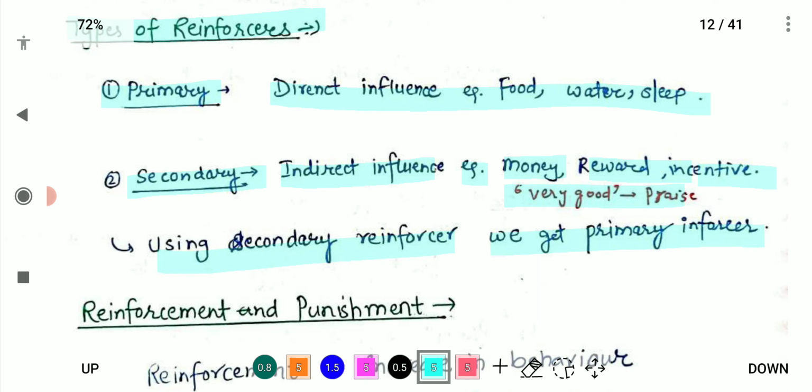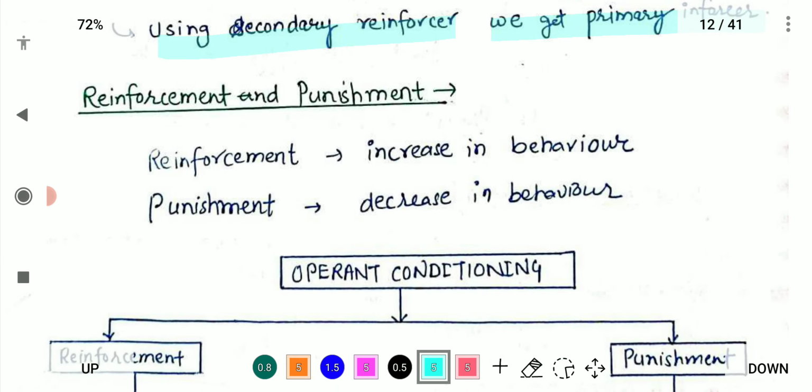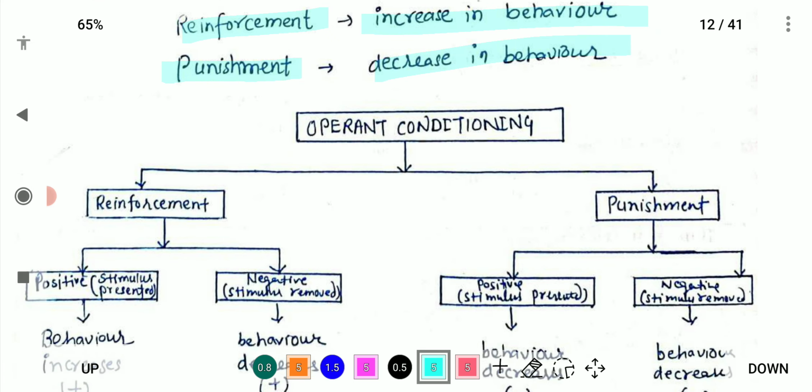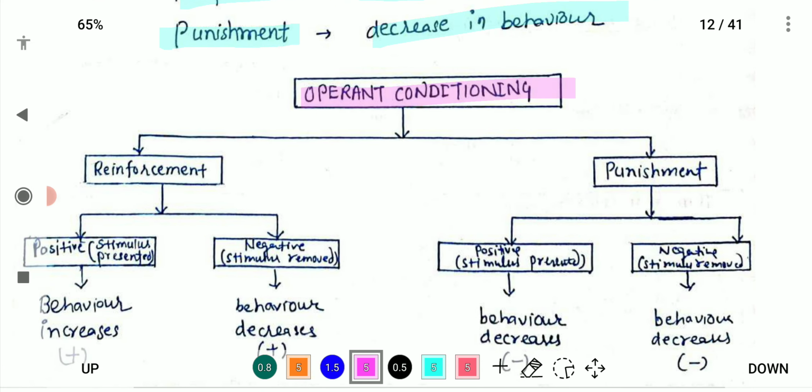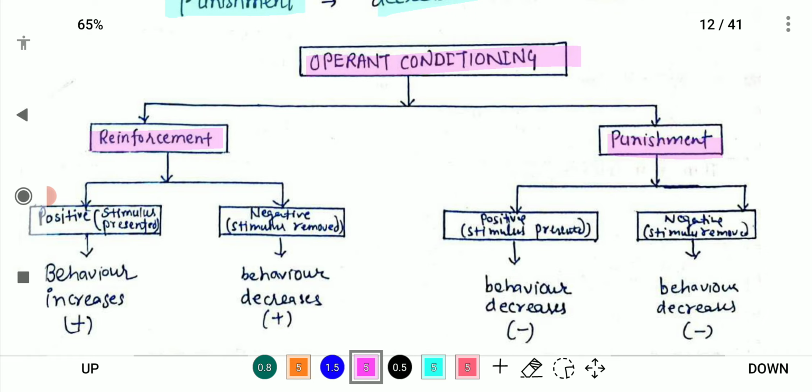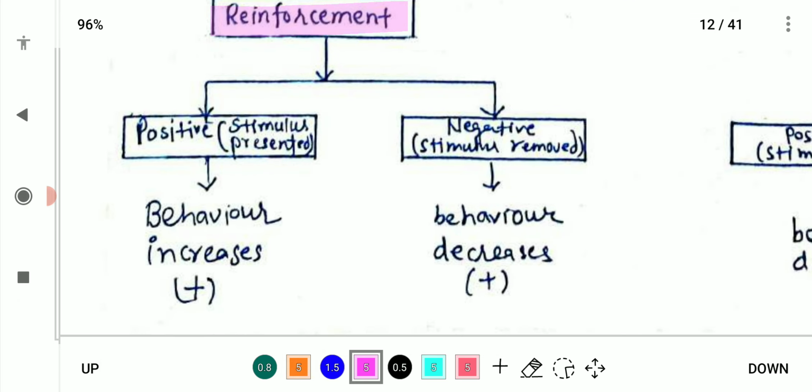Then reinforcement and punishment. Reinforcement increases the behavior. If you reinforce someone for something, the behavior will be strengthened. If you give punishment, then it will decrease the behavior. So operant conditioning refers to reinforcement as well as punishment. Reinforcement may be positive, which is stimulus presented, or negative, which means stimulus removed. Behavior will increase when it is a positive reinforcement.